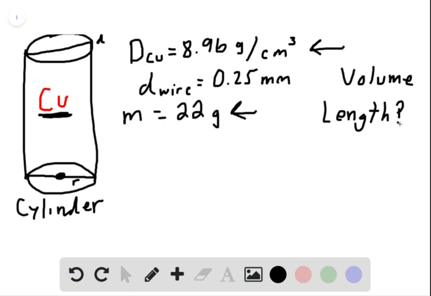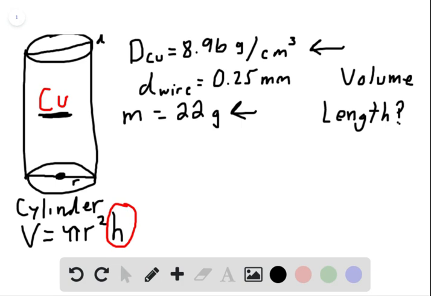So think about this as some kind of problem, right? The volume of the cylinder is equal to pi r squared times the height of the cylinder. And in this case, the height is what we're looking for, because the height is going to be the length of the cylinder. So I'm going to call the length h just to stick to the true equation of the volume of a cylinder. But the way that we're going to do this is we're going to use the density, right?